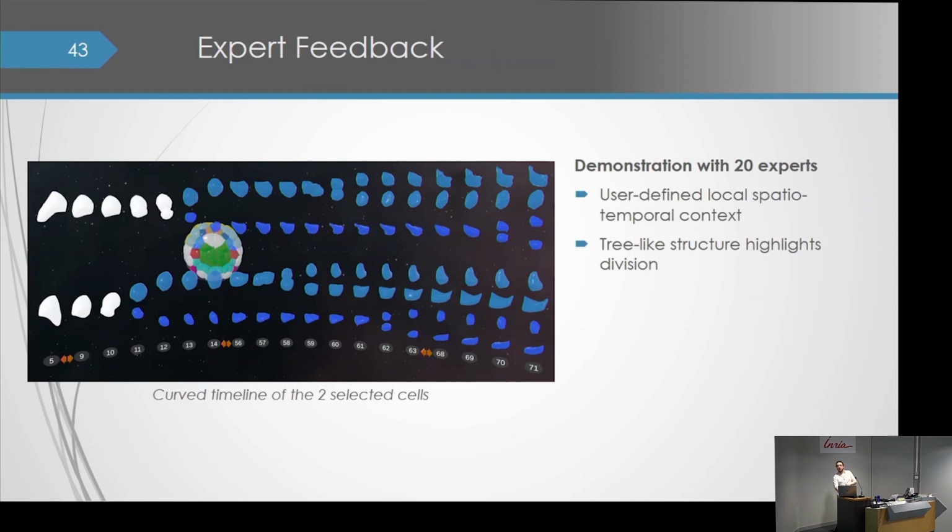We did a demonstration on this use case with 20 experts. We showed the users how to define a local spatiotemporal context in the 3D timeline, obtaining this kind of 3D structure. As you can see, the time point numbers are from 5 to 71, and we only get a timeline with a few time points highlighting particularly the cell divisions in order to show the cell differentiations over time.